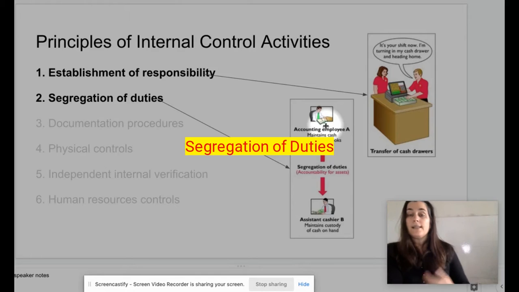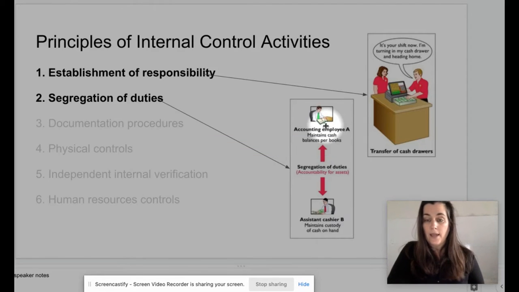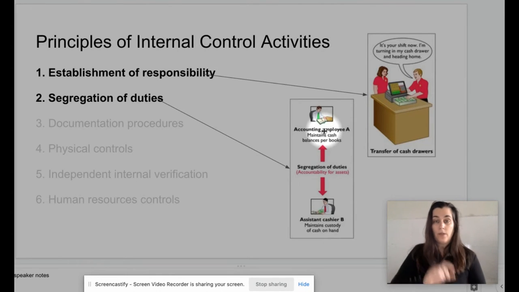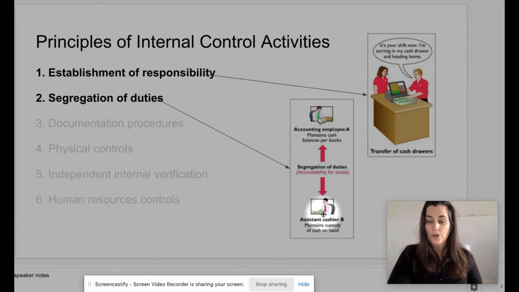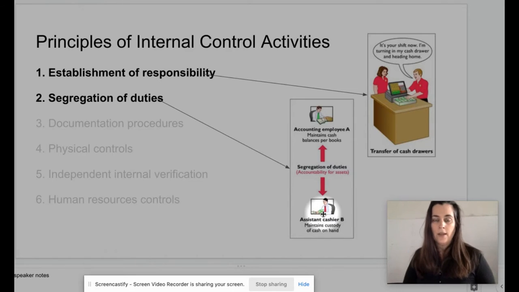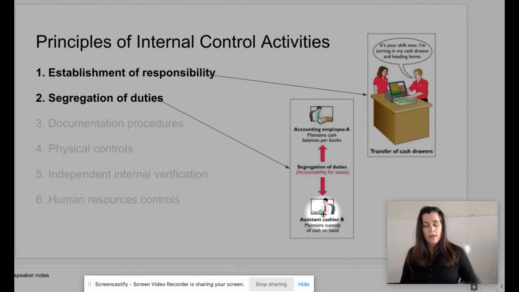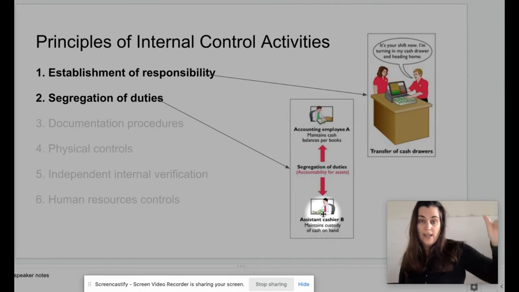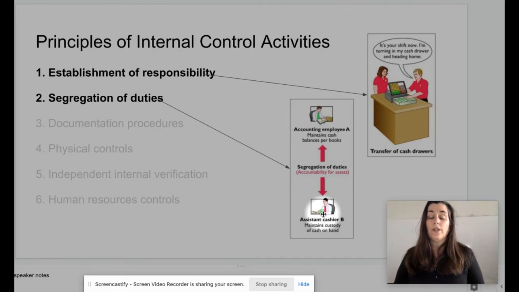Segregation of duties. As an example here on the screen, we want to make sure that the accounting employee who maintains the cash balances, maybe does the entries for cash in the accounting records, is not also the person who's going to be handling the cash. Because if you have one person who can both handle the cash and do the accounting records, that person can maybe pocket the cash and then put in a journal entry that shows the cash is lower than it really is in actuality. What segregation of duties will do is ensure that one person has control over the custody of the cash, and that's the example here on the bottom.